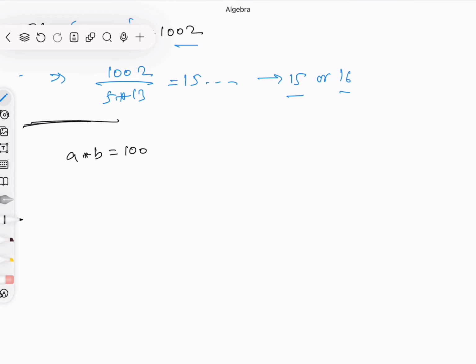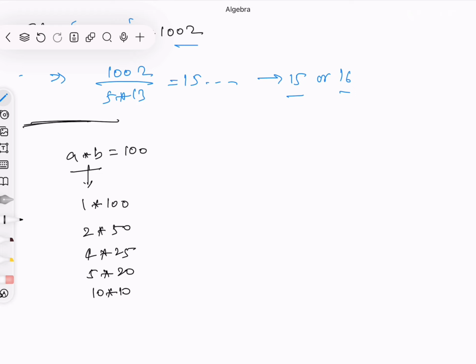Now, how could you write this a multiplied by b? You could write it like 1 into 100. So that is one way that is possible. Or 2 multiplied by 50. Or 4 multiplied by 25. Or 5 multiplied by 20. Or 10 multiplied by 10. Is there any other way in which it can be written? No, right? This is the only way, at least in the positive case.